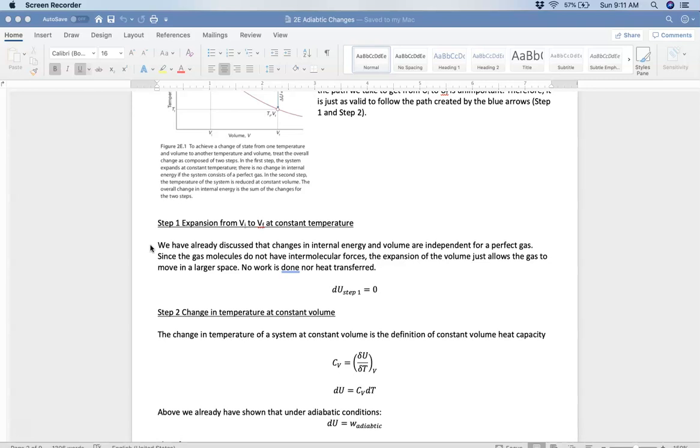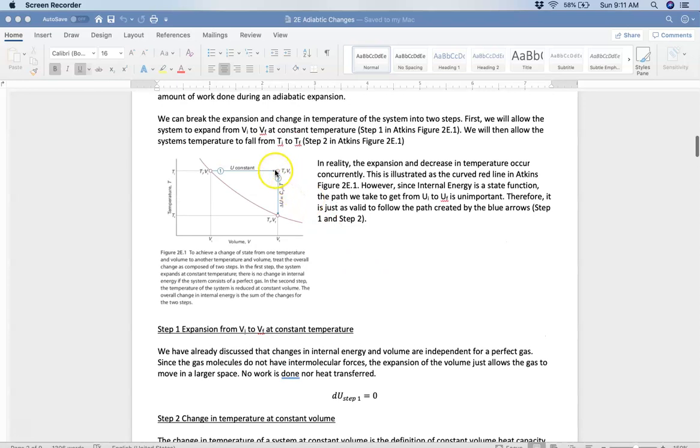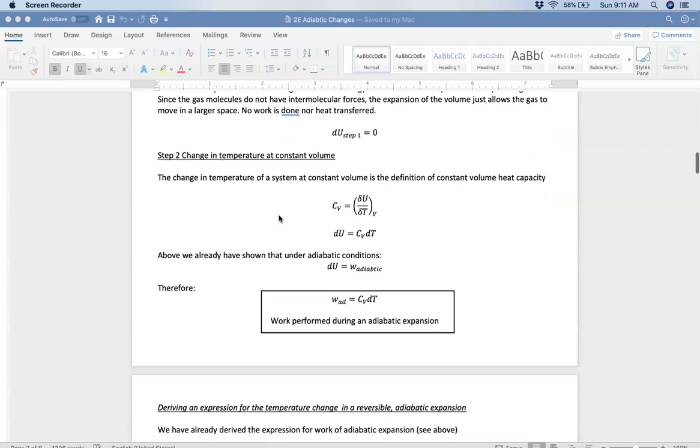All they do is just move into the new space without expending heat or expending work, right? And so in that case, if no heat and no work is expended, the internal energy in step 1 is just equal to 0, and there's no change in internal energy, right? So now, at this new volume at this T initial, we're going to let it cool isochorically to the final value, right? So that's our step 2.